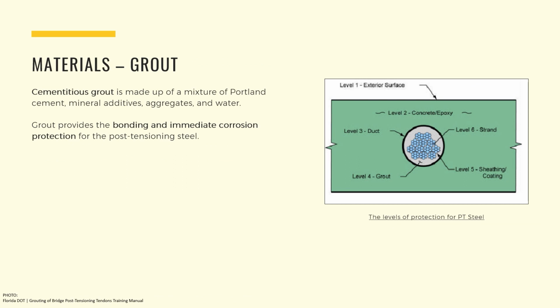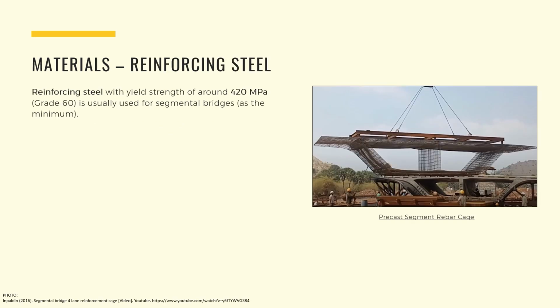After post-tensioning tendons have been installed and stressed, they are usually grouted. Cementitious grout is made up of a mixture of Portland cement, mineral additives, aggregates, and others. Grouting provides bonding and immediate corrosion protection as it is directly in contact with the post-tensioning steel. Lastly, ordinary reinforcing steel is also a part of PSC box girders.